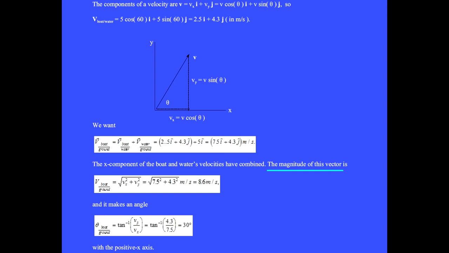The magnitude of this vector is found from the Pythagorean theorem to be the square root of 7.5 squared plus 4.3 squared, which makes 8.6 meters per second, and it makes an angle tan inverse v sub y over v sub x, and we get 30 degrees with respect to the positive x-axis. So the boat is moving in this direction relative to the ground.